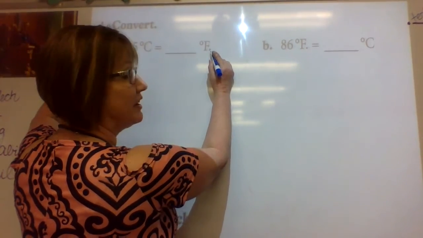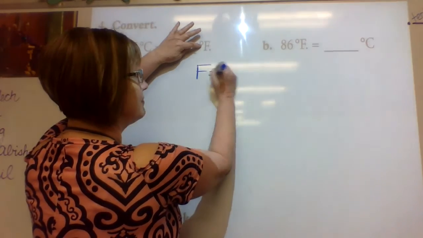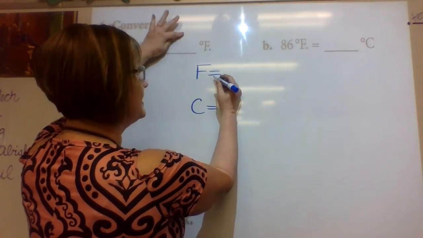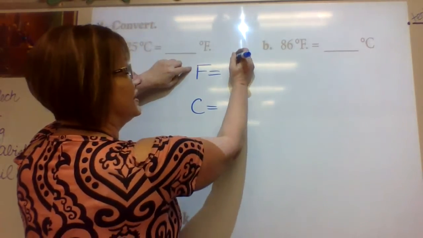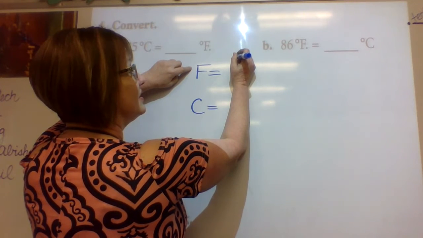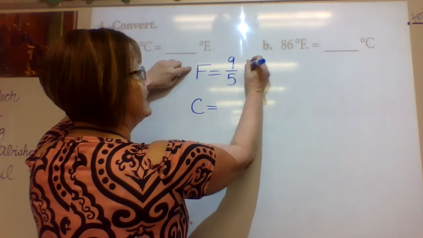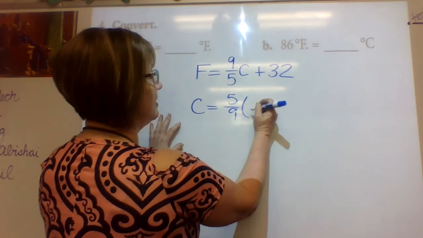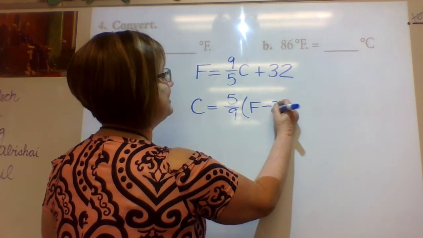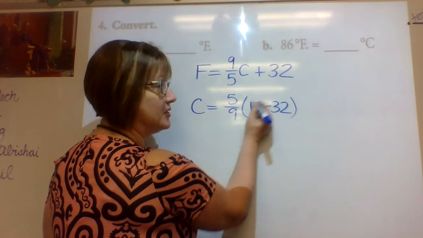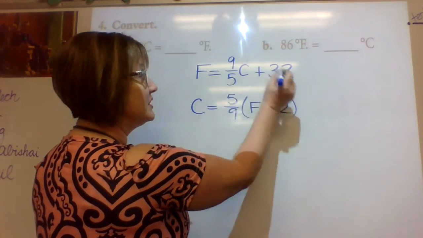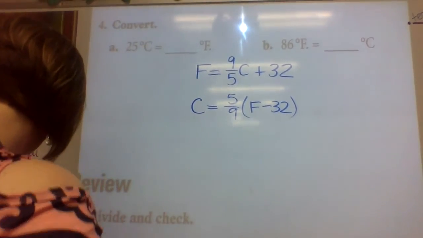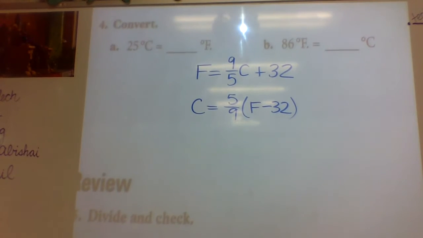To find Fahrenheit, we need to know what F is, so we use the F formula. To find Celsius, we use the C formula because we don't know what F is here and we don't know what C is here. F is, let me think. Oh, I just went blank. 9/5 C plus 32, and C is 5/9 of F minus 32. Remember, always do parentheses first. Do this part first, then multiply times 5/9. For this one, you have to multiply first, then add. Okay? And after that, you've got some division.